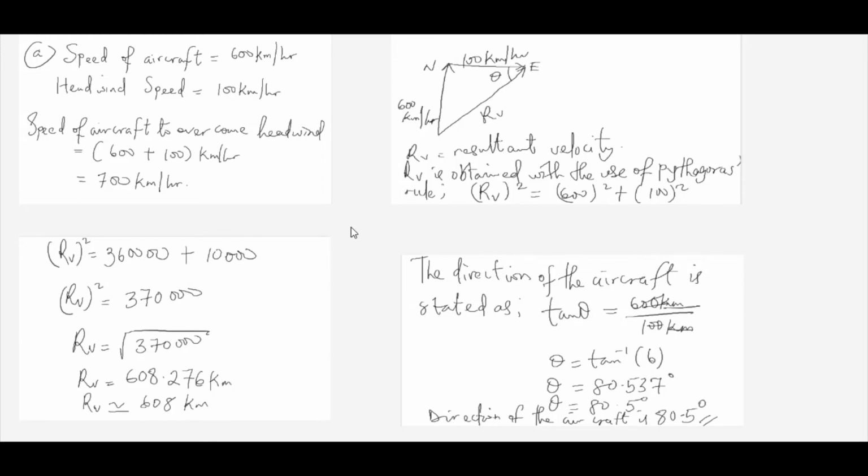But for us to determine the direction of the aircraft, as stated, we can make use of tangent in relationship with the angle. That will mean we have opposite, the 600 km per hour line, over adjacent, the 100 km per hour line. You have to take the tan inverse of 6, which yields 80.537 degrees. So the direction of the aircraft is 80.5 degrees.